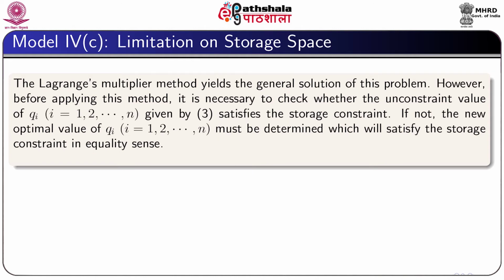The Lagrange multiplier method yields the general solution of this problem. However, before applying this method, it is necessary to check whether the unconstrained value of Qi given by equation 3 satisfies the storage constraint. If not, then as in the previous cases, the new optimal values of Qi can be determined by satisfying the storage constraint in equality sense.